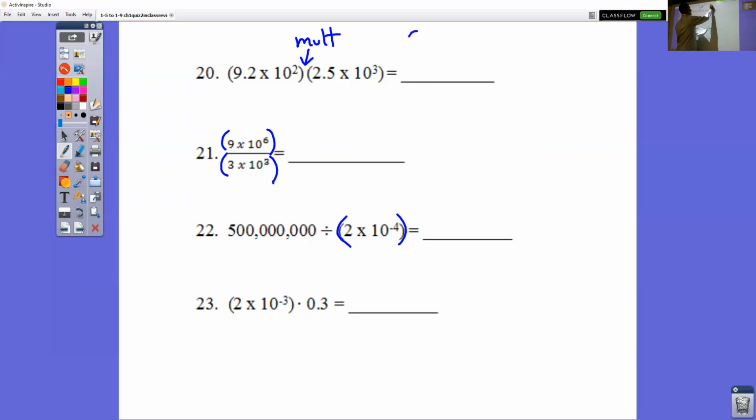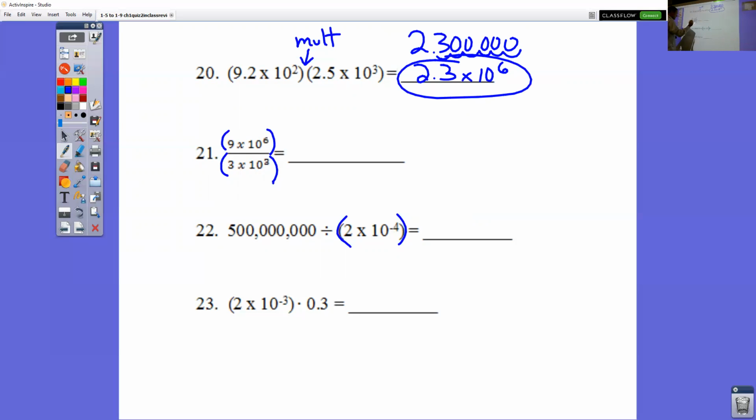In number 20, you get 2,300,000. Put your decimal point in between the 2 and the 3. 1, 2, 3, 4, 5, 6 places to get to the end. So it's times 10 to the 6th power. In the next one, when you divide, you get the number 3,000. So put the decimal point after the 3. So we have 3, 1, 2, 3 times 10 to the 3rd power.